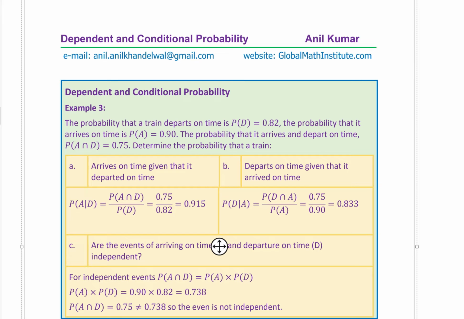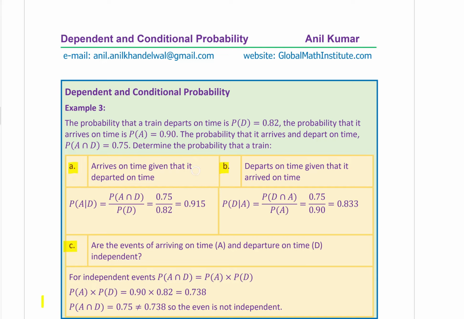Example 3. Now, the probability that a train departs on time is P(D) = 0.82 and the probability that it arrives on time is P(A) = 0.9. The probability that it arrives and departs on time, that is the intersection of these two, is 0.75. Determine the probability that a train, so now we have 3 different conditions to work on. Let us see these conditions one by one.